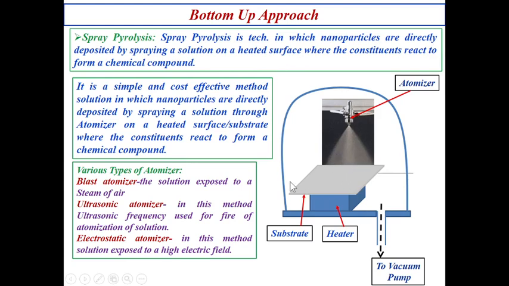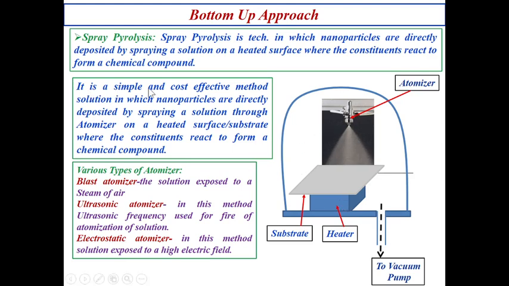This is your heated surface, which is placed in a vacuum chamber, and we just have to spray the solution on the substrate which is on the heater. We spray a solution on a heated surface where constituents react to form a chemical compound. Now when it is sprayed on the substrate, it will form the desired compound. It is somewhat similar to CBD.